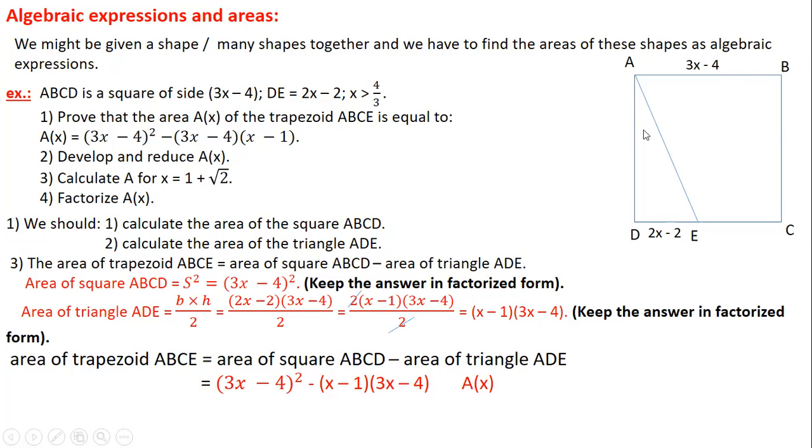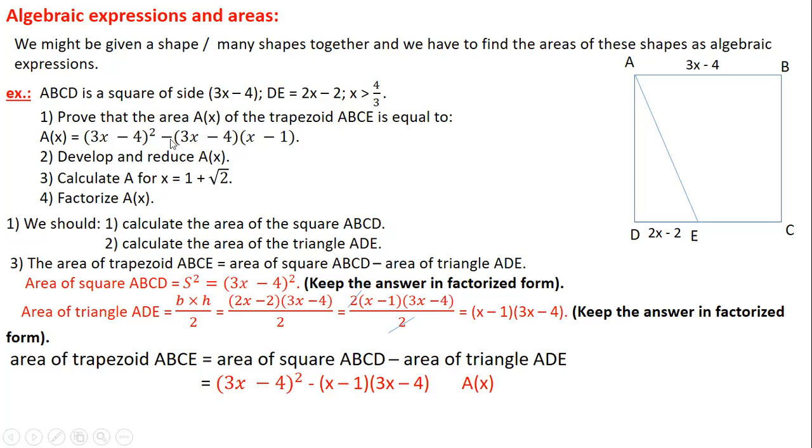Now I will calculate the area of the triangle ADE. This is a side of the square, which is the height, times the base over 2. So I multiply 3x minus 4 by 2x minus 2 over 2. Now 2x minus 2, I can factorize it. I can take a common factor 2, so 2 in the numerator cancels 2 in the denominator. So this is the area of the triangle. Now the area of the trapezoid is the area of the square, which is (3x minus 4) squared, minus the area of the triangle. So I write the answer, and we have written it in this form.